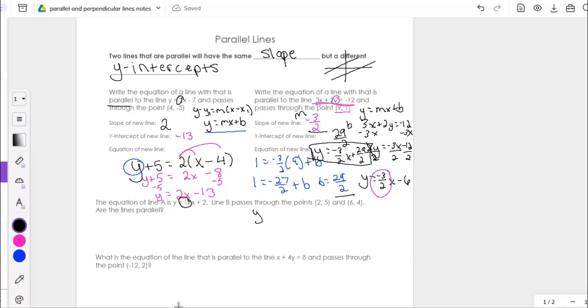You can subtract them, y2 minus y1 over x2 minus x1, or you can do the table and find your change in y over change in x. Either way works, whatever way your math or your brain works. So I'm just going to do y2 minus y1, so 4 minus 5, and 6 minus 2. That gives me negative 1 over 4. Negative 1 over 4 is not the same thing as 1/4, so no, these are not parallel.